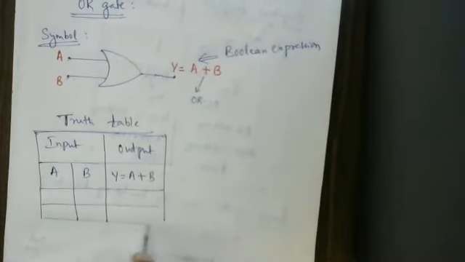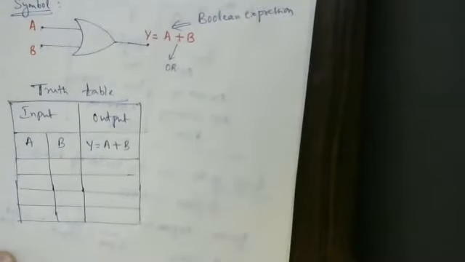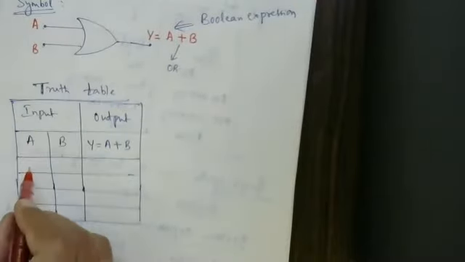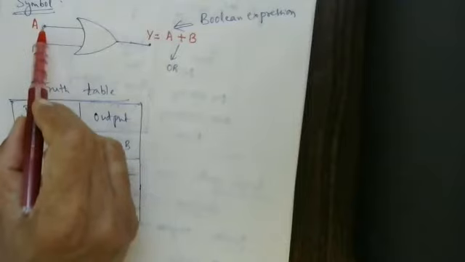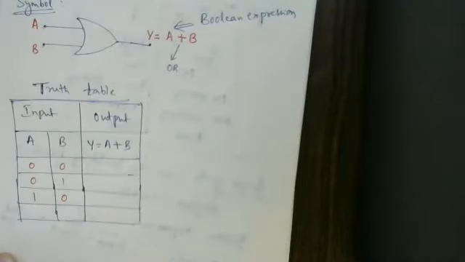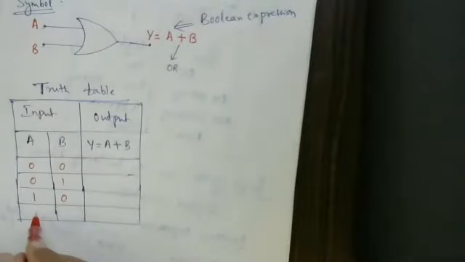Now I am supposed to write the different inputs and outputs. See that this is the OR gate symbol. Now the inputs: A is 0, B is 0. A is 0, B is 1. A is 1, B is 0. All the possibilities we had to write. A is 1, B is 1.